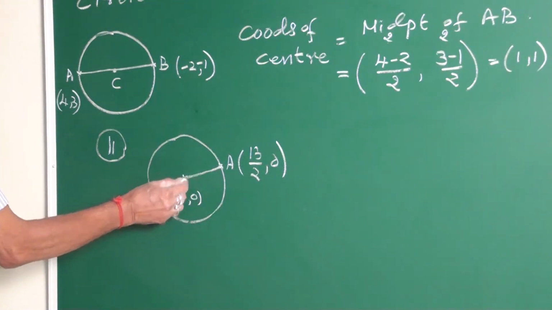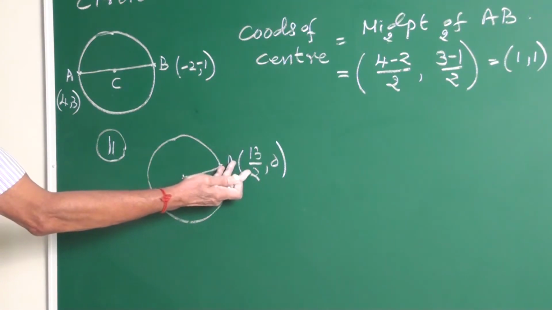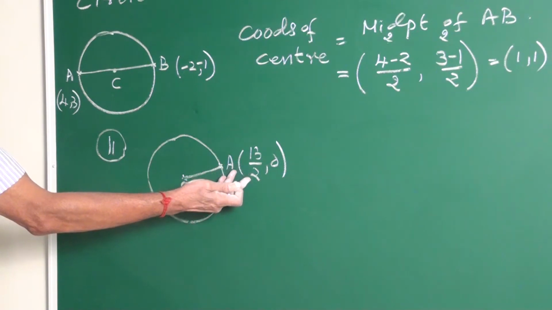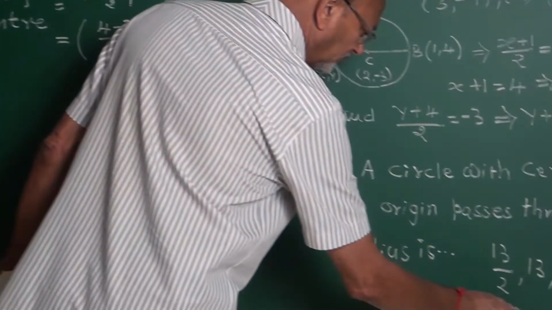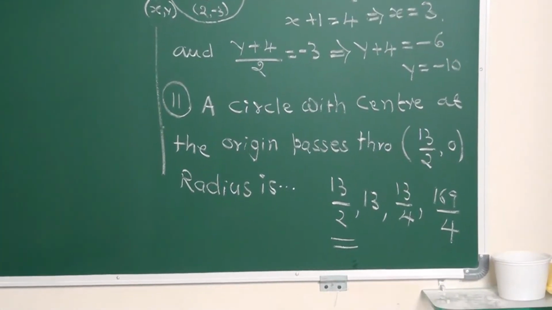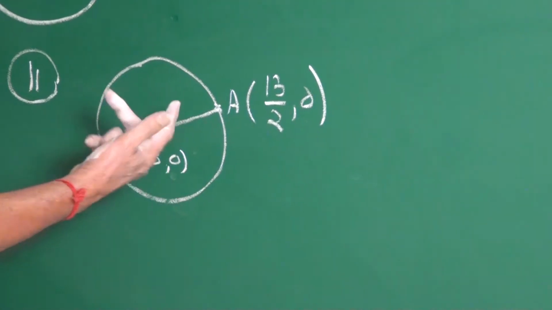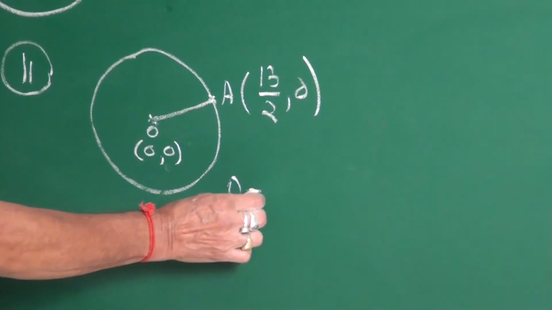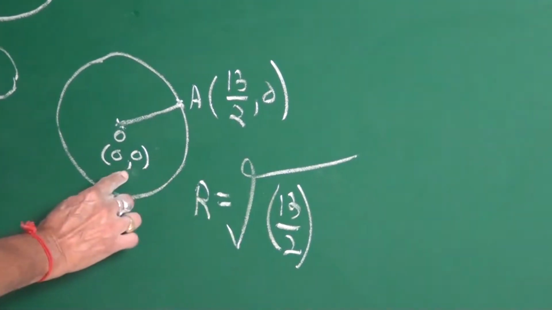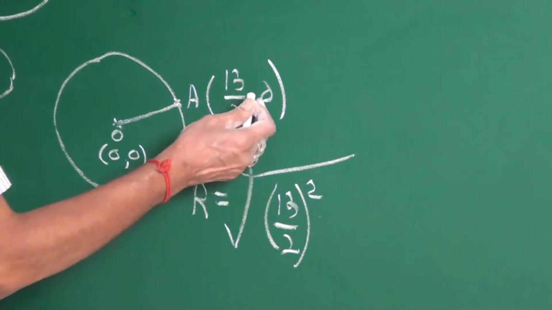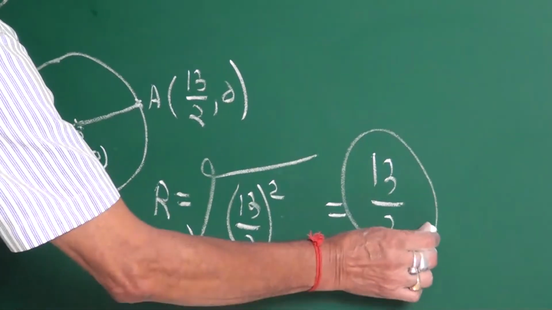This OA is the radius. Use distance formula. 13 by 2 minus 0 means 13 by 2 itself. Square, 13 by 2 the whole square. Take the square root. Which option is the answer, my friend? First option is the answer. Therefore, radius is square root of (13 by 2 minus 0) squared plus (0 minus 0) squared, which is 0. Then what is the answer, my friend? 13 by 2.